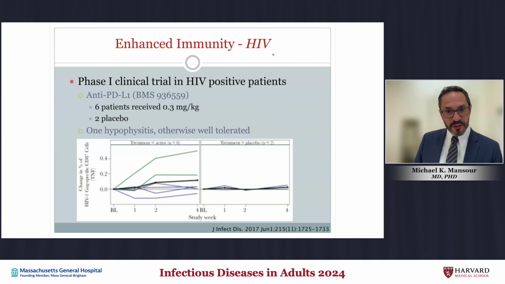HIV and other viruses have been examined. This is a phase 1 clinical trial using an anti-PD-L1 from BMS. And again, here, sorry for the graininess, but it says change in percent of HIV CD8 positive T cells. And so what you can see is, compared to placebo, an enhanced number of CD8 positive T cells responding to HIV.